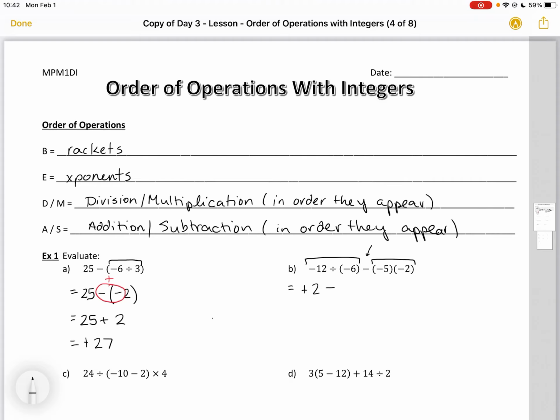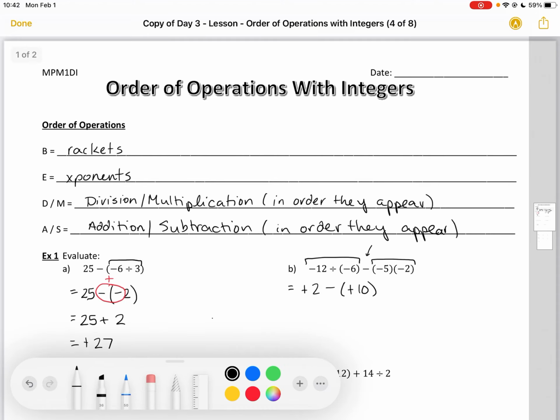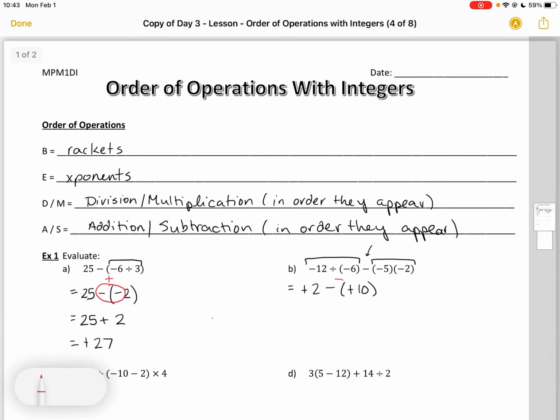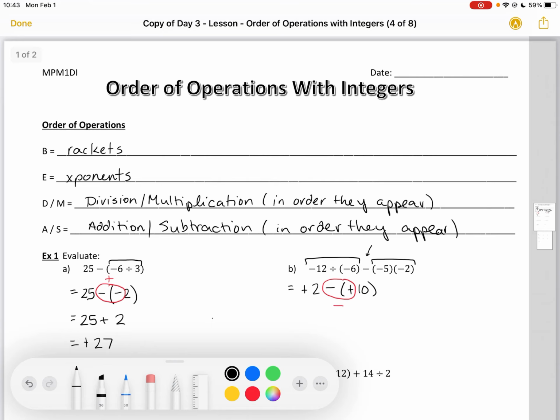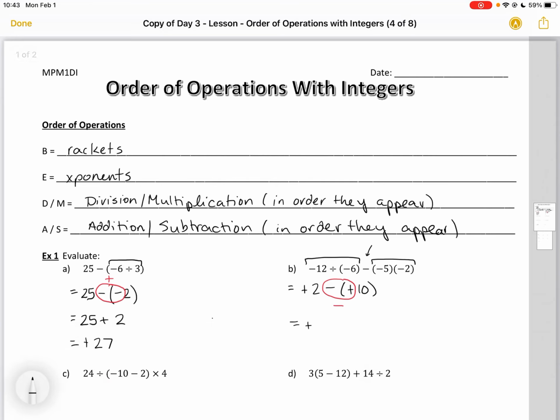And then I'm going to evaluate the second part of my expression. So -5 times -2. Those numbers are the same. I'm going to replace them with a positive sign and multiply the numbers. And then just like in example A, I now have a double sign that I can replace with one negative sign, which changes my expression to +2 minus 10. My signs are different. I'm going to keep the sign from the larger number and subtract.